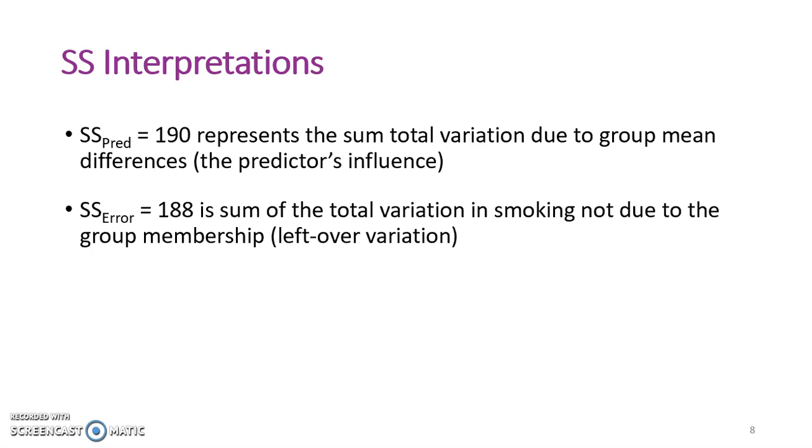So the way that we would interpret these sums of squares, the sum of squares for the predictor is going to be the total variation that's due to the group mean differences. Another way to think about that is that it's the total variation that's due to the influence of the predictor. Okay, so this is the same interpretation of the sum of squares for the predictor from regression. The sum of squares for the error is the total variation in the outcome that is not due to the group differences. So it's the leftover variation in the outcome. Again, same interpretation as we had from regression.